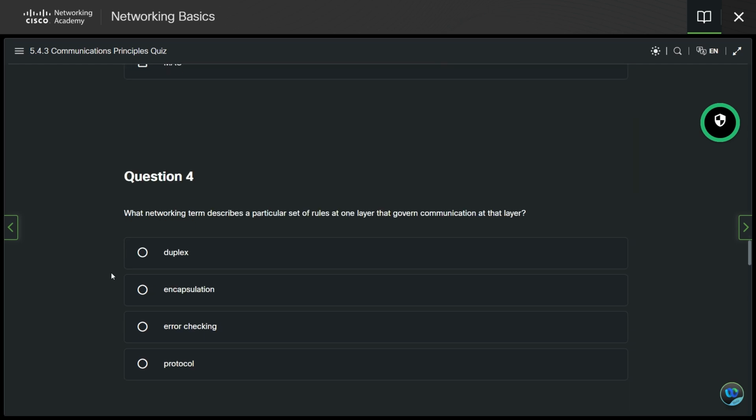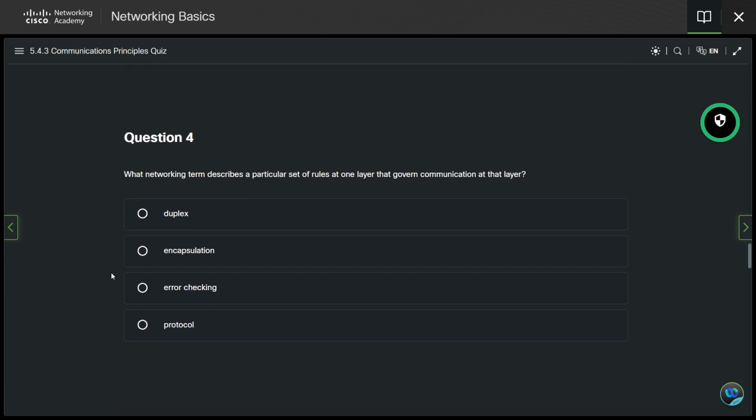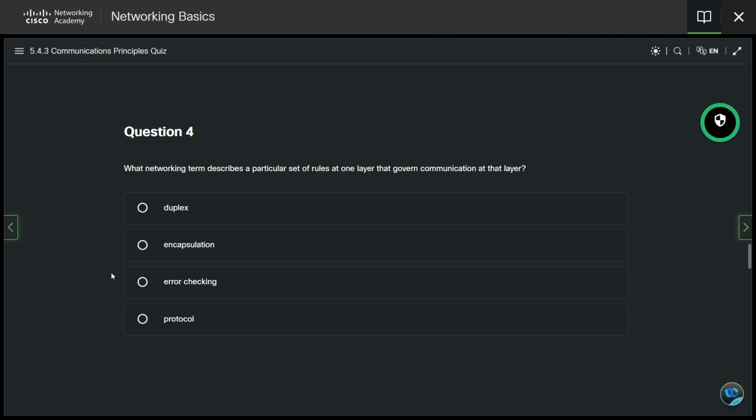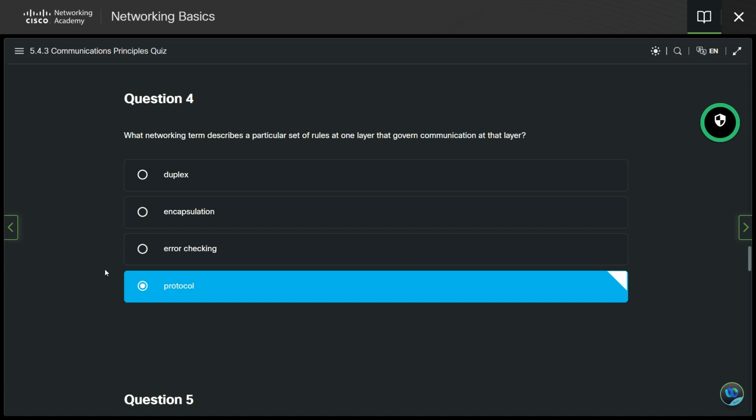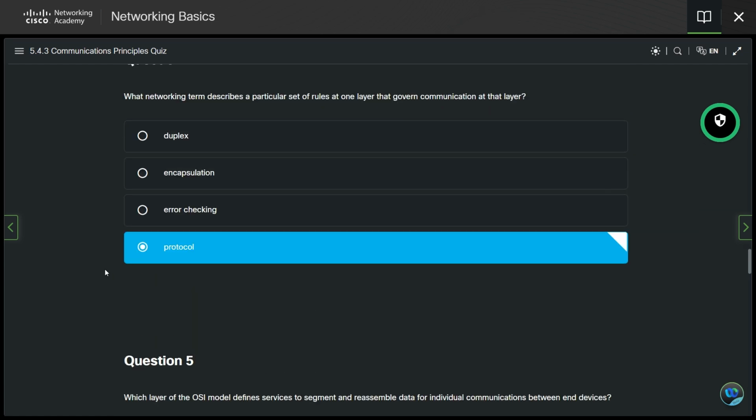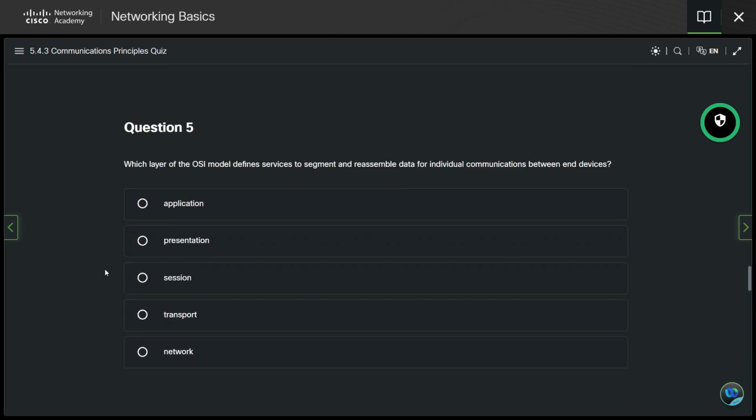Question 4. What networking term describes a particular set of rules at one layer that governs communication at that layer? Protocols. Question 5. Which layer of the OSI model defines services to segment and reassemble data for individual communication between end devices? Is it the last layer? I don't know. Is it application or presentation?